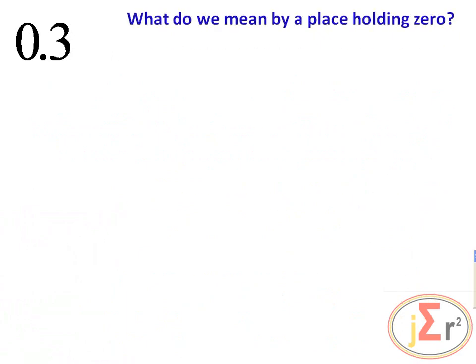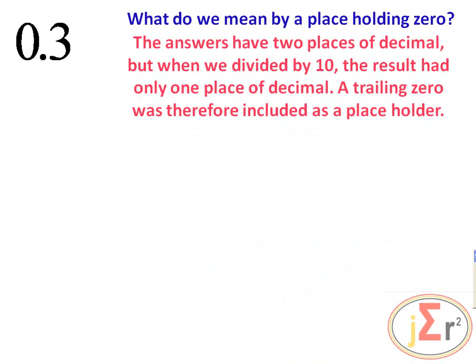What do we mean by a placeholding 0? The answers have 2 places of decimal, but when we divide by 10, the result had only 1 place of decimal. A trailing 0 was therefore included as a placeholder, so that we can have 2 places of decimal rather than 1, because our options only had numbers that had 2 places of decimal. So we increased the number of decimal places to 2 by putting a trailing 0 or a placeholding 0 there. That 0, does it affect the value of the fraction? No. It cannot and should not, because all we are doing is writing the number in another form. Therefore, whatever form that we choose, that form should result in the number having the same value.